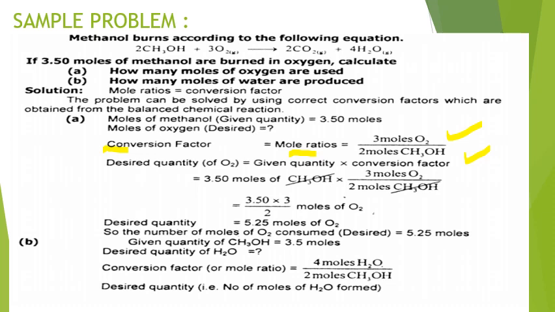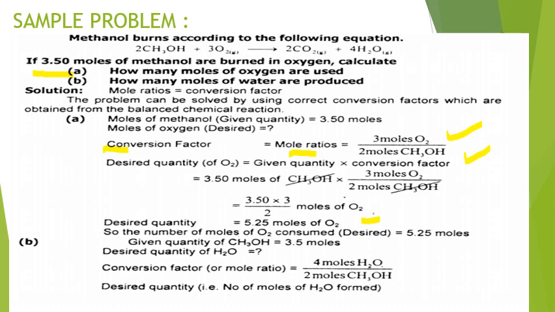Now the formula is desired quantity of oxygen is equal to given quantity. Given quantity of what? Given quantity of methanol, that is 3.50, multiplied by the conversion factor as you have taken it out from the balanced chemical equation. So it will be 3.50 moles of methanol multiplied by 3 upon 2, right? So it will give you 5.25 moles of oxygen.